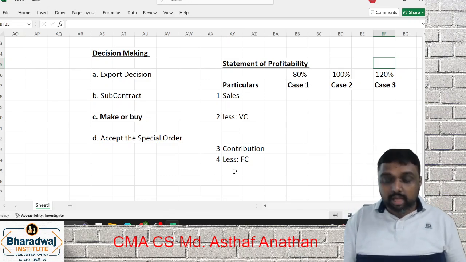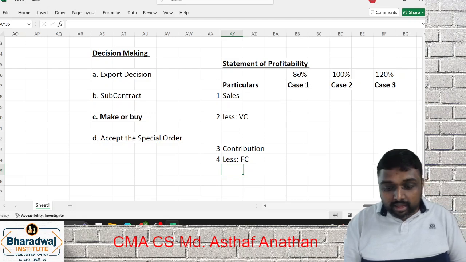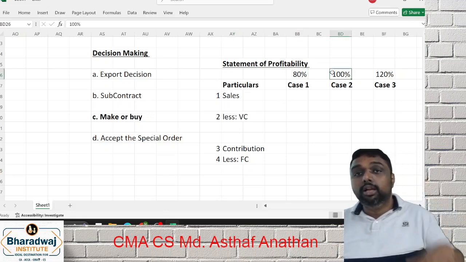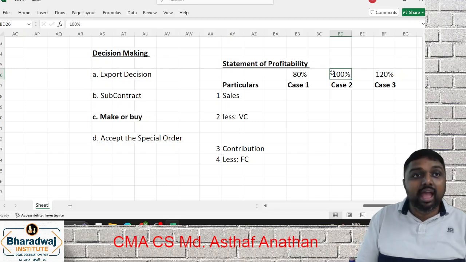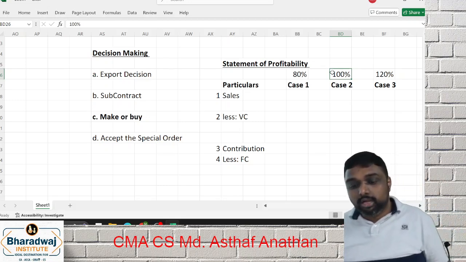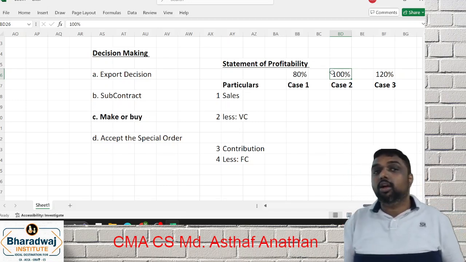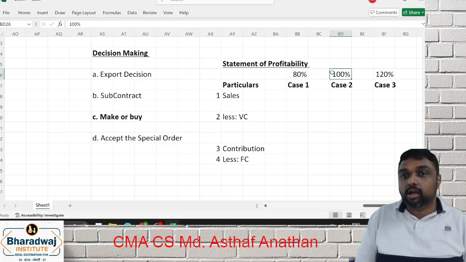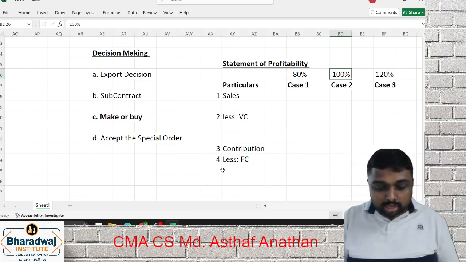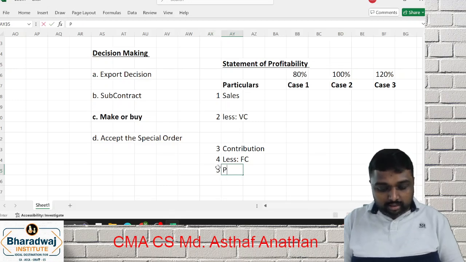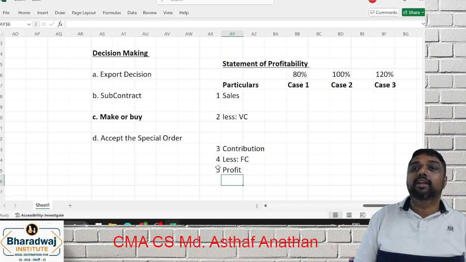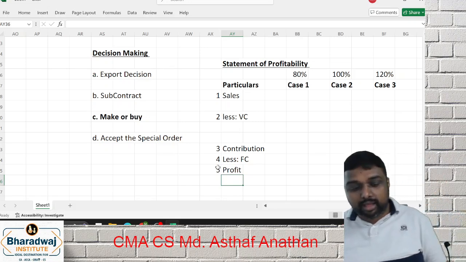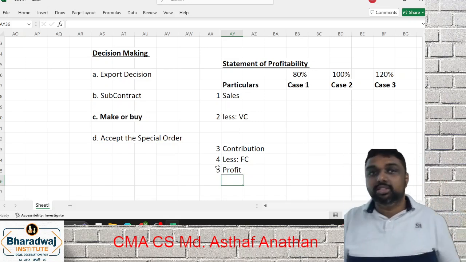Suppose from 80 you want to make 100%, you have to make an additional advertisement expense. For that, you have to incur a cost. That also you have to be very clear. Now, once you reduce it, you will get the answer called profit. Which option gives you the higher profit? That will be the best. This is how you have to take it.